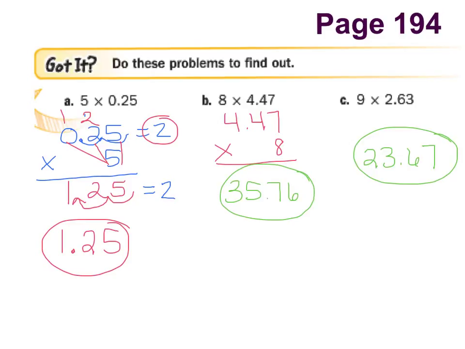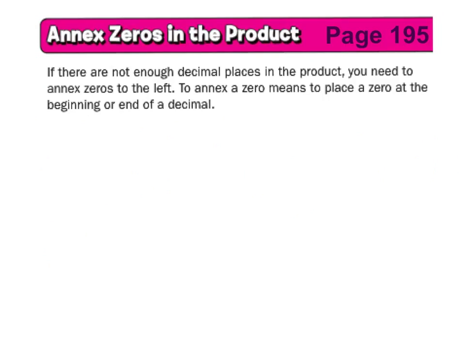All right, for letter B, you should have gotten 35 and 76 hundredths, and letter C, 23 and 67 hundredths. I think the challenge for some of us in doing this is just going to be that review of multiplication. As we continue on and we get into the next set, page 195.